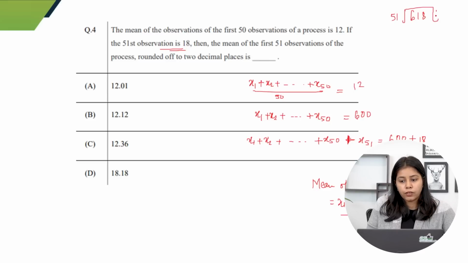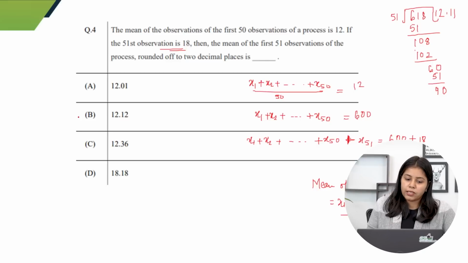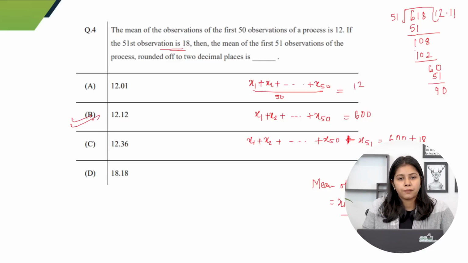So what would be the value? 51 twos are 102, and I'll be left with 6. I'll use a point here, so I'll get a 0. Basic dividing. So I can write down here 51, and that would give me 9. Then I'll use a point again here, so I'll get 90. I can write down 0.11. So I'll get something like 12.11. And if I round off to two decimal places, I'll get option B as my correct answer. Right? So this is a simple question based on the mean.